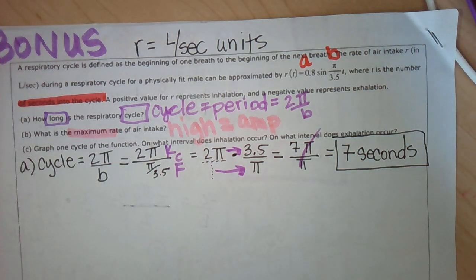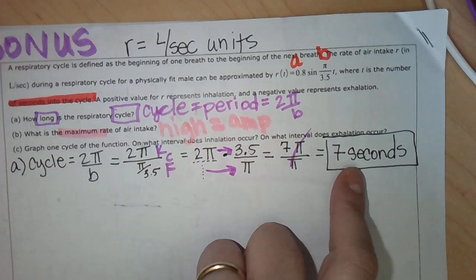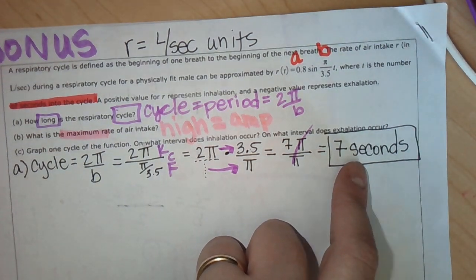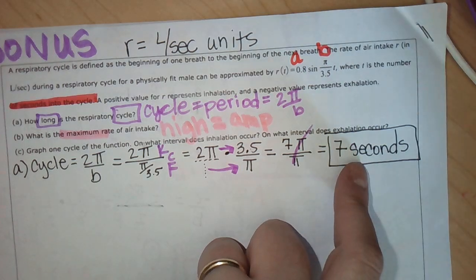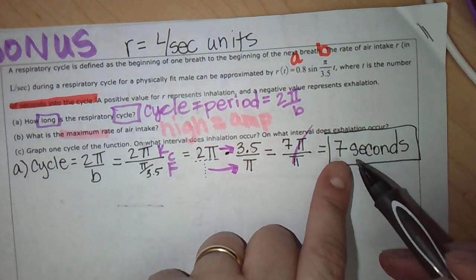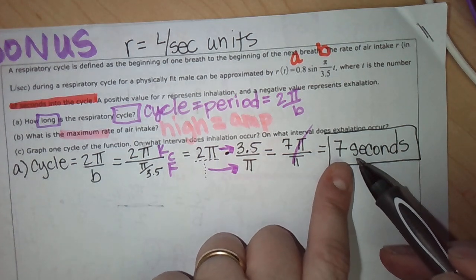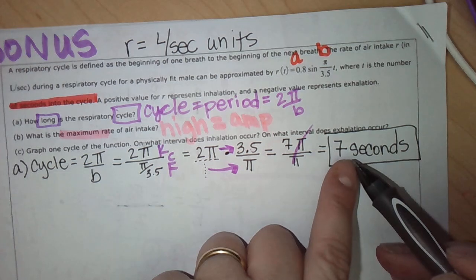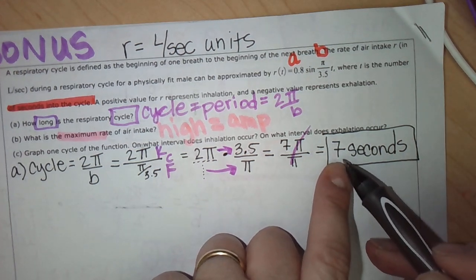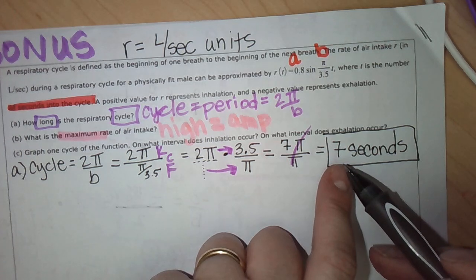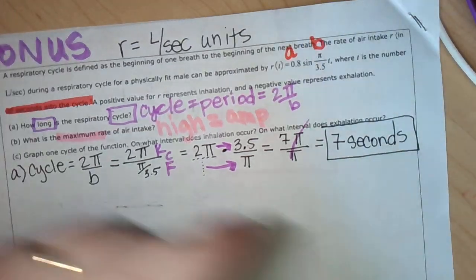Where his lungs meet their maximum capacity. So it takes 7 seconds for a physically fit male to breathe in and take up all the room in his lungs and then breathe out and get all the air out of his lungs. So this is not saying that the man next to you breathes in and out over a period of 7 seconds. This is saying if the man next to you, or you, wants to breathe in and fill your lungs up, it's going to take 7 seconds.